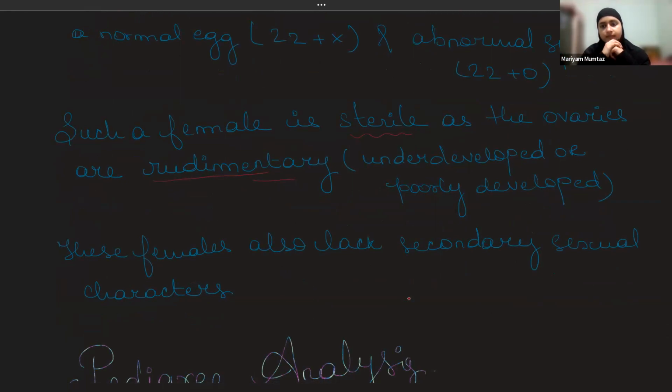Development of breast, then pubic hair, and then hair in the underarms, and then deepening of voice. Yes, exactly. Also, apart from all these, there is the broadening of the waist, and having the menstrual cycle, which is the main one, right? So these are all the secondary sexual characters. These things would not be developed in the Turner syndrome female.